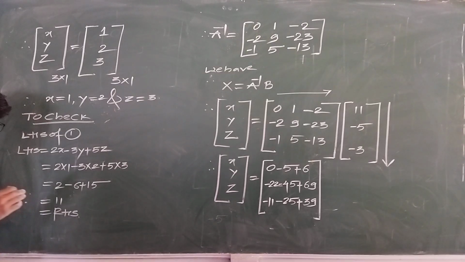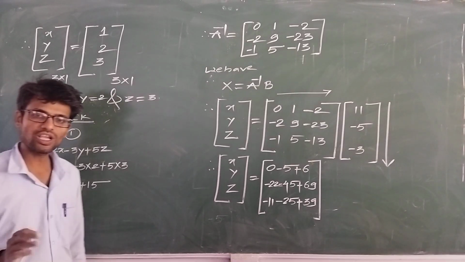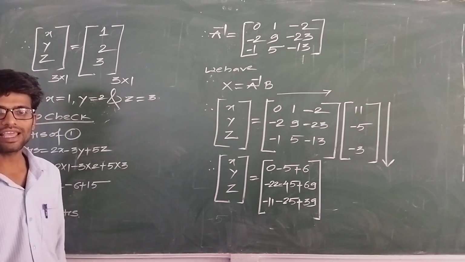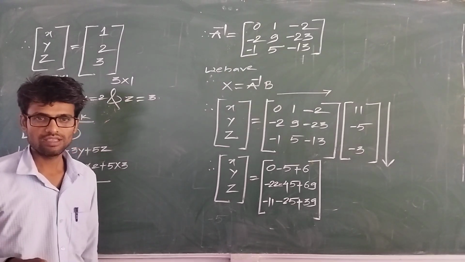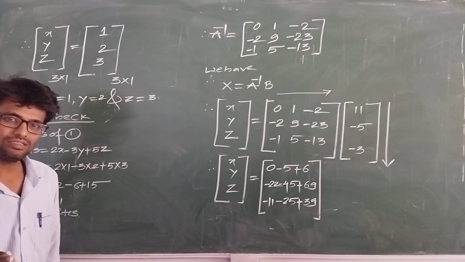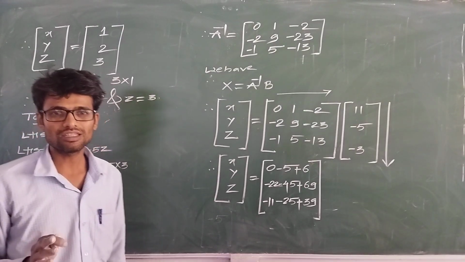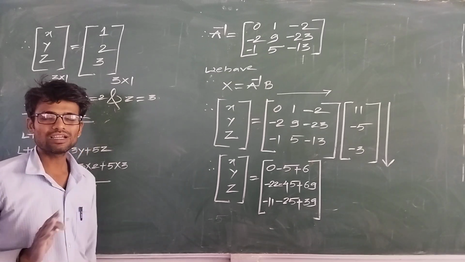Likewise, you take the LHS of equation 2, substitute the values of x, y, z, and see whether you are getting the RHS or not. And in the third also, you take x, y, z in the LHS of the equation and see whether you get the RHS or not. In all three equations, if you get LHS equal to RHS, then our values of x, y, z are correct. If in any one you don't get LHS equal to RHS, then the values of x, y, z are wrong, or otherwise there is some mistake in your simplification. That's why you do correct simplification.